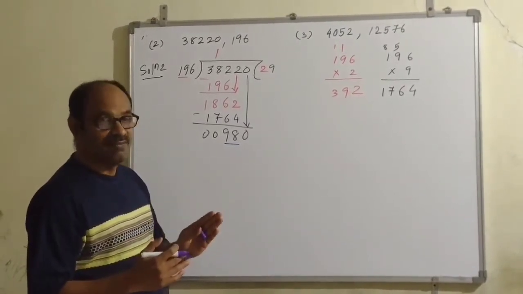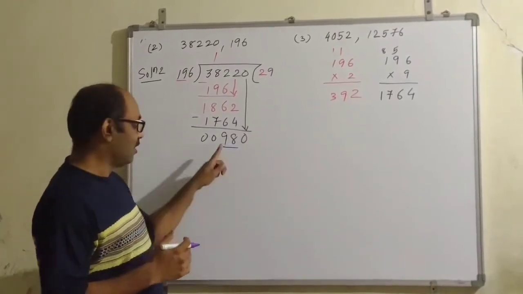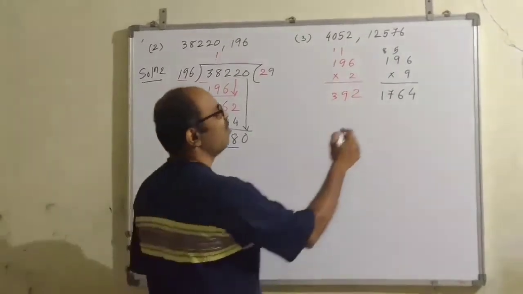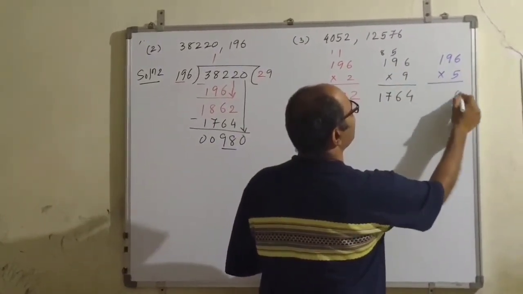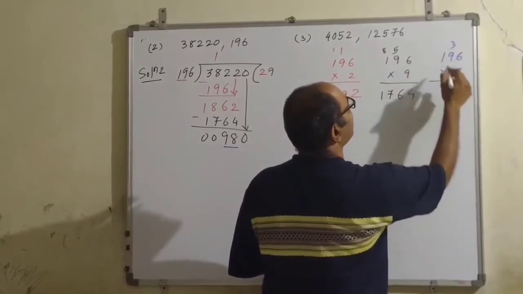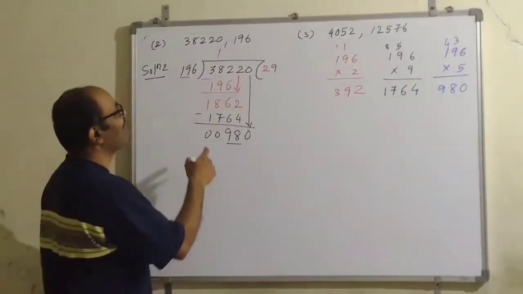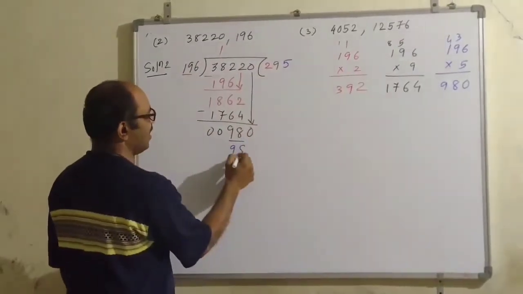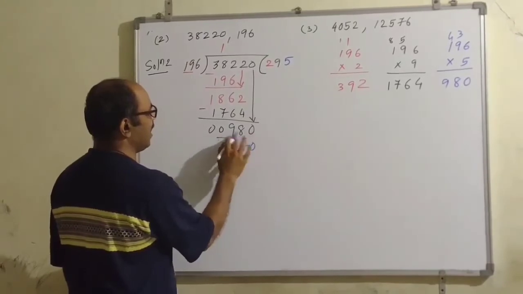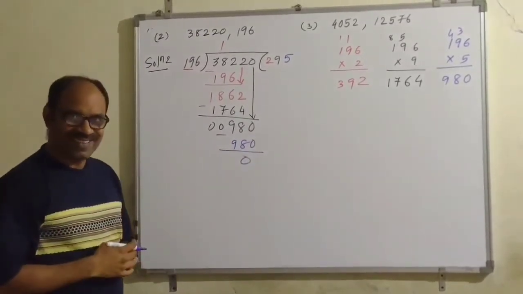19 5s is 95 and 19 6s is 114. So that is extra. So 5s are 196, 5s are 30, 3, 48, 4 and 9. Oh, that is exactly divisible. So 196 5s are 980. Subtract this and that is 0. 0, 0, 0, 0. Correct?